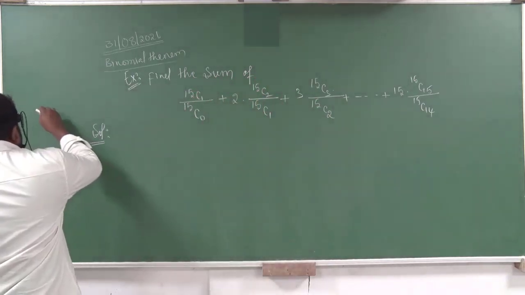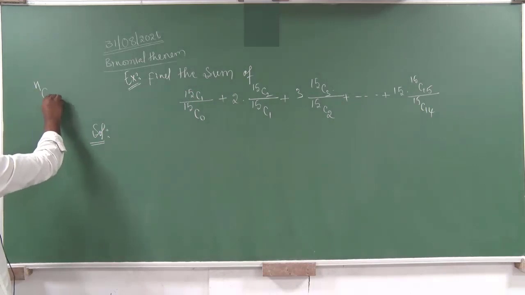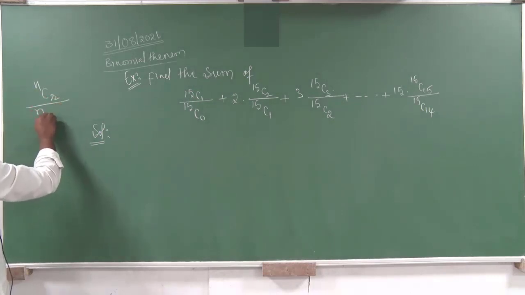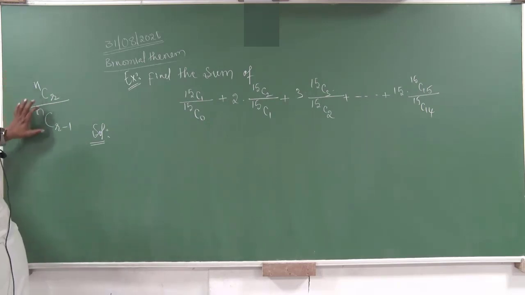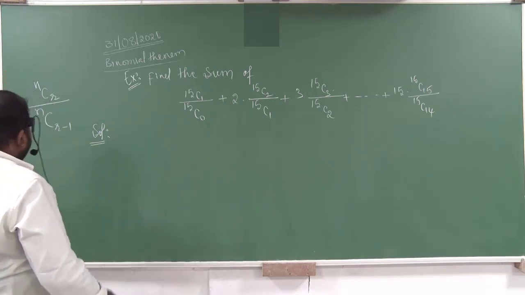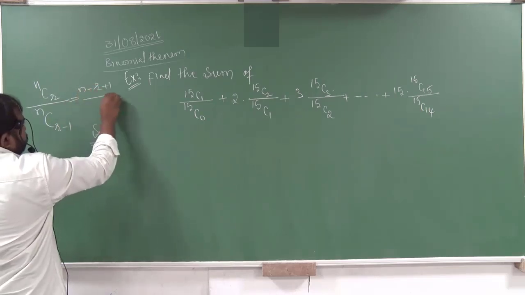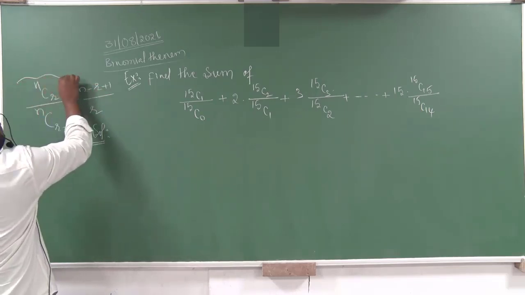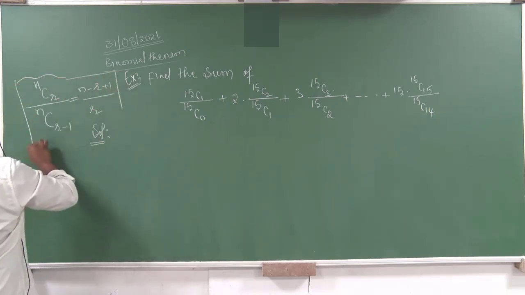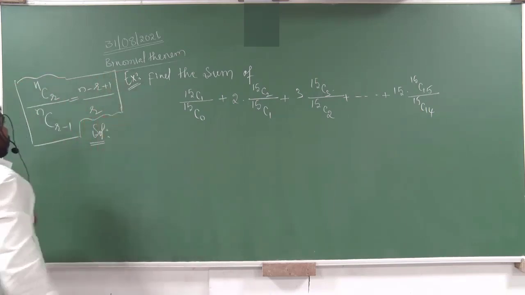What is the formula we can apply there? I already gave it: nCr by nCr minus 1. What is the formula for nCr by nCr minus 1? It is (n minus r plus 1) by r. This is the formula I already gave in the last class.